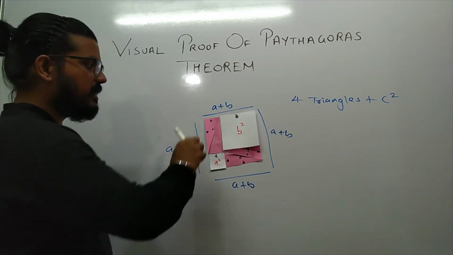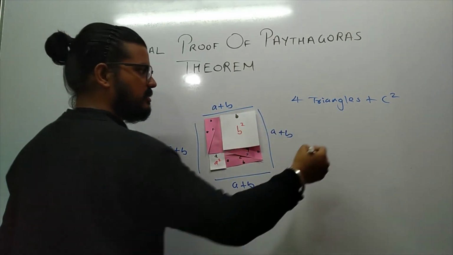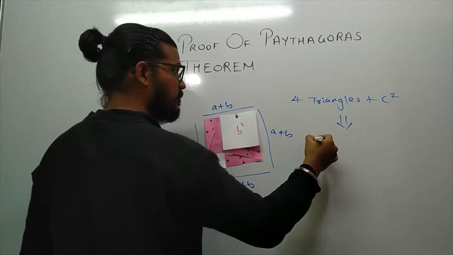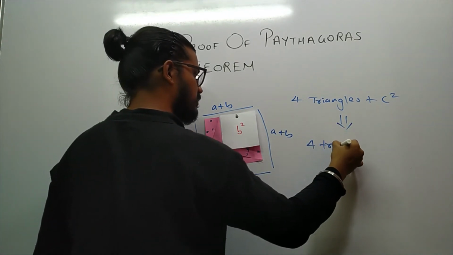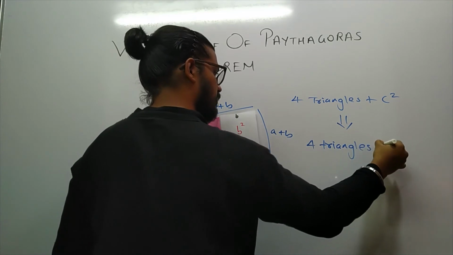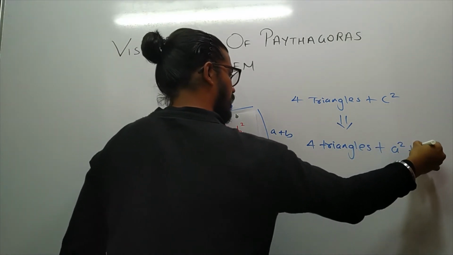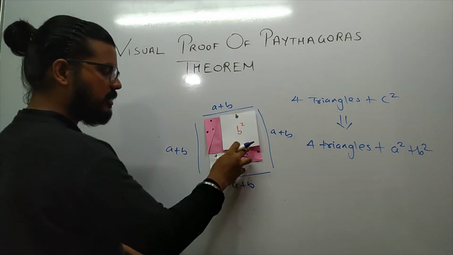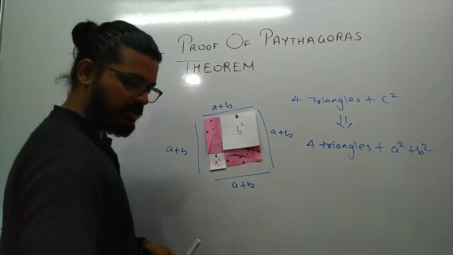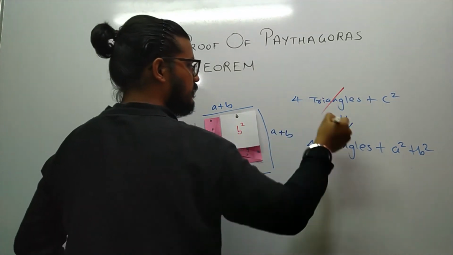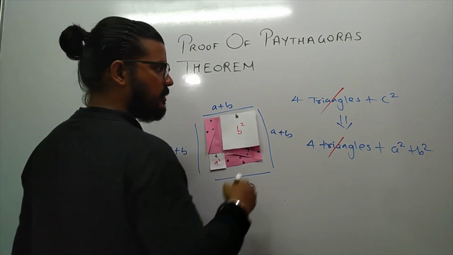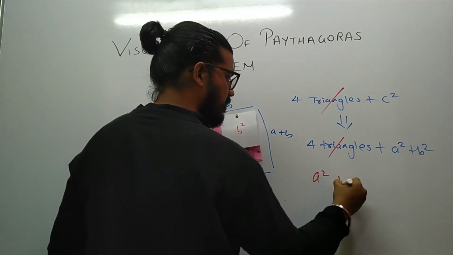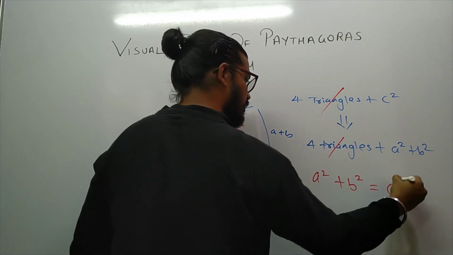So can I say this is the same square like this, which is also made up of four triangles plus A square plus B square? Correct? Now what if I remove these four triangles, or I say I cancel these four triangles? So can I say A square plus B square is nothing but C square.